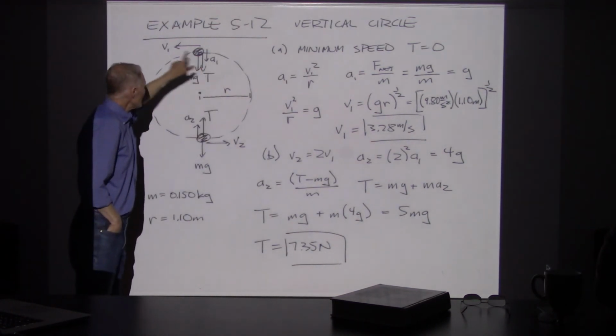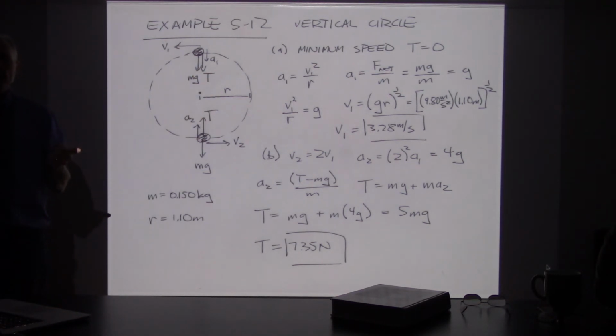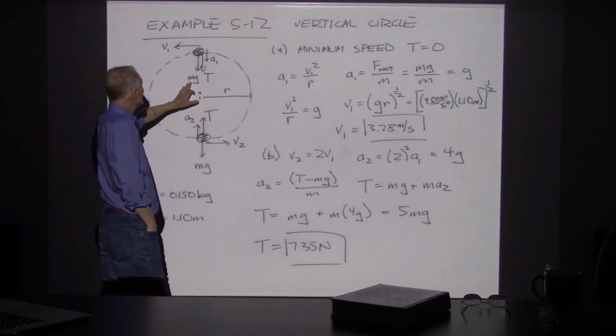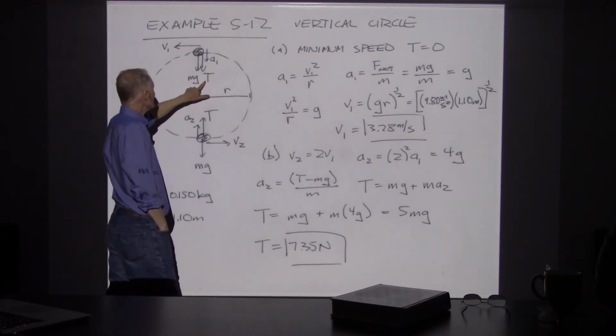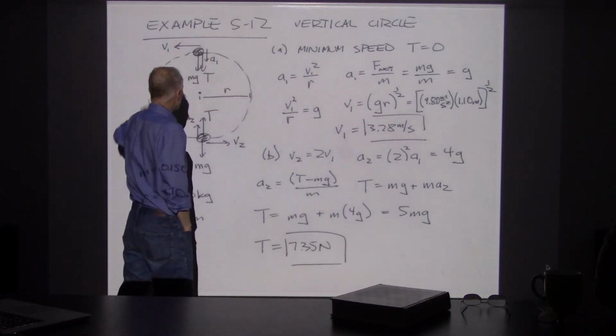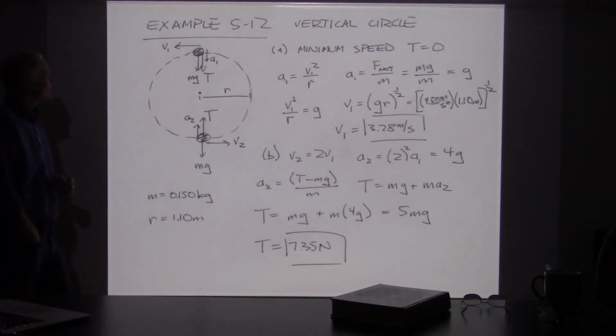So if we're spinning this pretty fast, there will be tension in the string at the top. We will need the tension to help maintain circular motion. Gravity by itself will not maintain circular motion, so we're going to need some tension also. So that's what's going on when we have these nice circles and we're spinning this thing pretty fast.